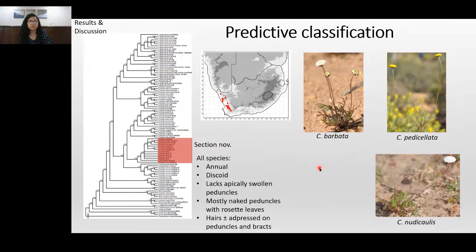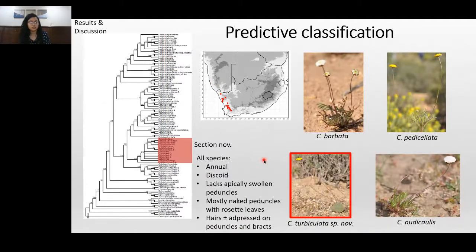And a new species was described, but this was after the tree was already constructed. But this new species has all of the morphological characters listed over here, as well as similar distribution ranges. So this new species, Cochlea tuberculata, will be placed in this new section based on these characters. So this makes the sections largely predictive, as only 88% of the total number of Cochlea species have been included. It's easy to place the remaining species into sections.